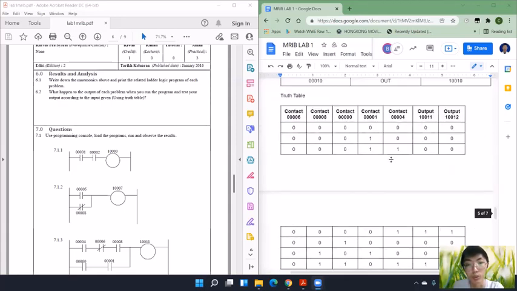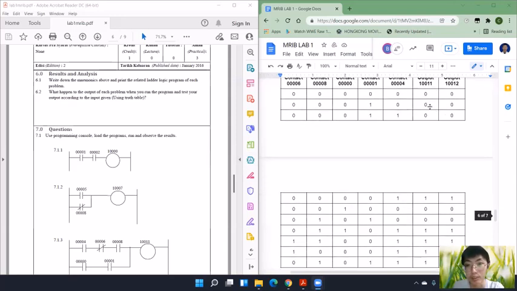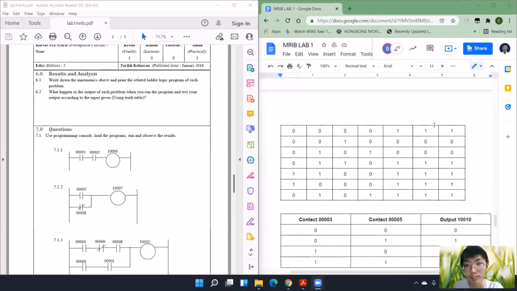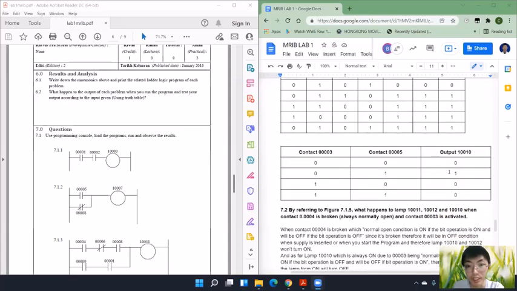And this is the truth table. This one is the first part, which the output is 10011 and 10012. It's also 10 of the example, and here is the second part, which is 0003 and 0005. Output is 10010. This only has 4 outputs since they have only 2 contacts.